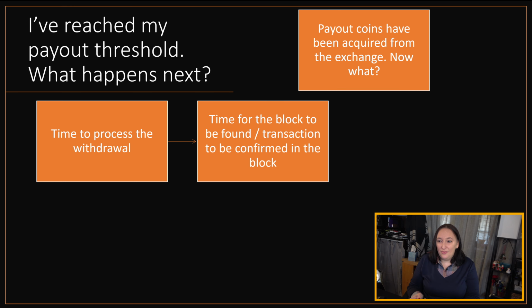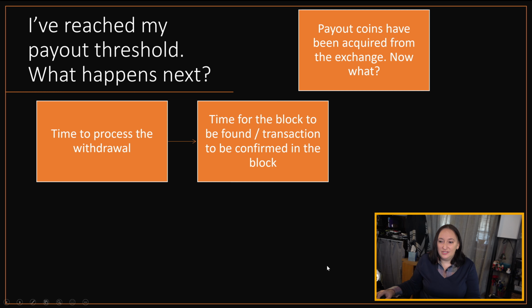I'll explain this a little more later on, but basically the higher the fee they're willing to pay, the faster the transaction will be confirmed, and Prohashing has no control over what an exchange is willing to pay for a transaction. This makes the amount of time for an exchange's transaction to be confirmed less predictable.